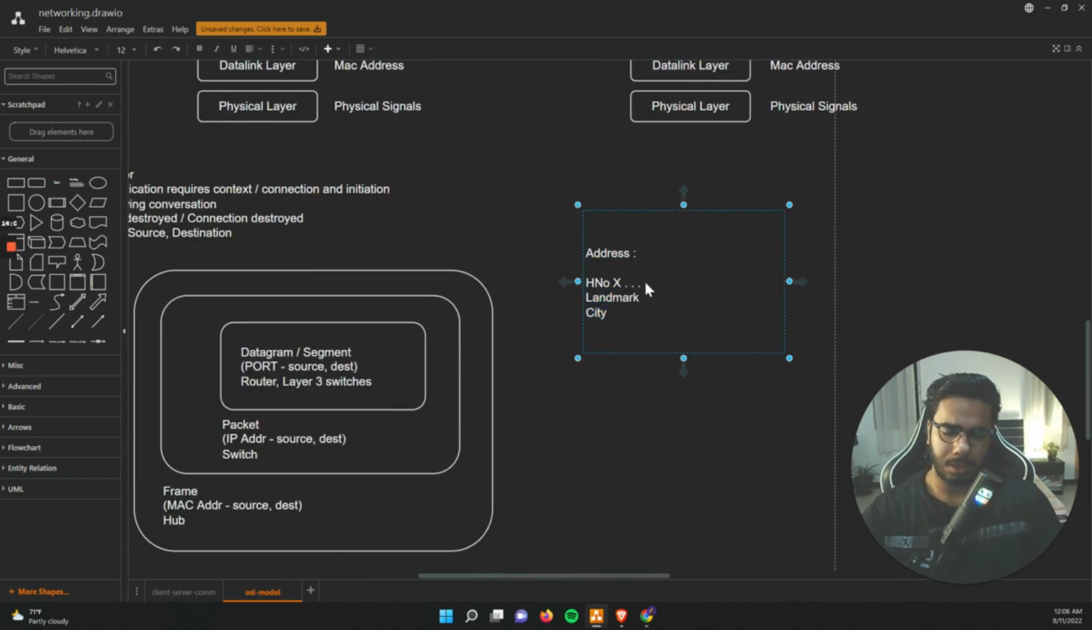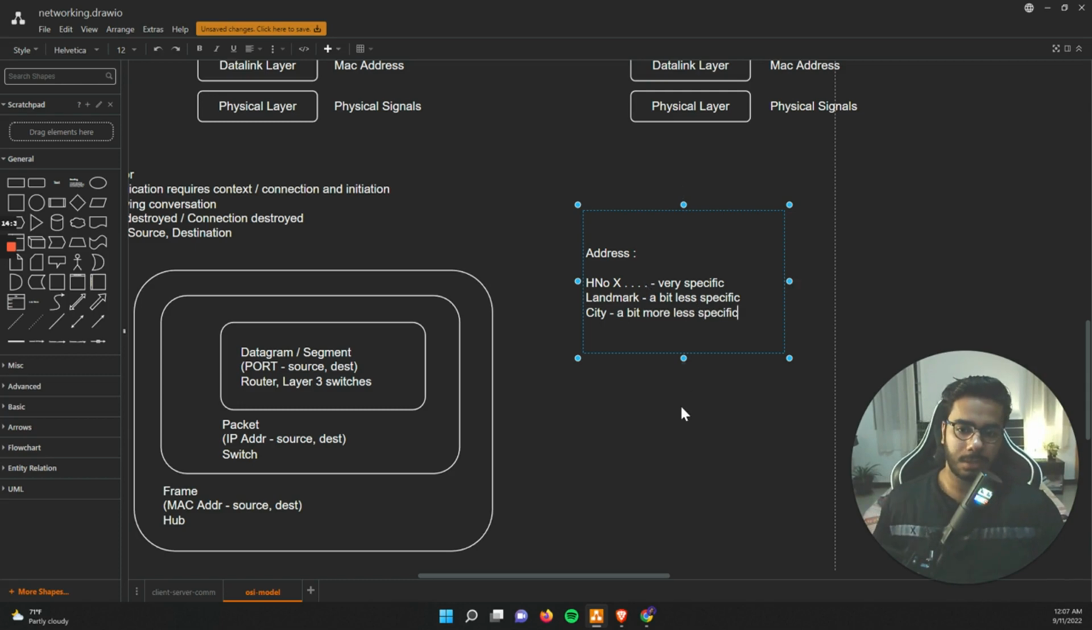Let's try to do one small exercise. Let's say you're writing an address. If you notice, the specificity of the address is downward flowing, as in house number X is very specific. Landmark is a bit less specific. And then city is a bit more or less specific, if that makes sense.